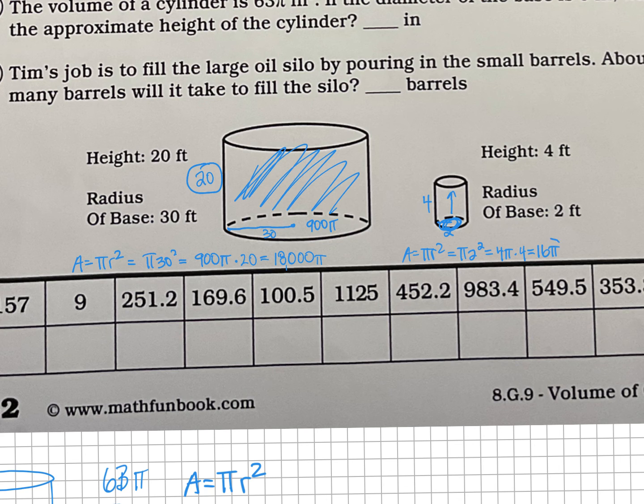Okay, so we got to see how many times 16 pi is going to go into 18,000 pi. Well, we can divide that. 18,000 pi divided by 16 pi. Luckily, pi on the top cancels out the pi on the bottom. That's why I didn't use it. Okay, and now we have 18,000 divided by 16, which equals 1,125 times.